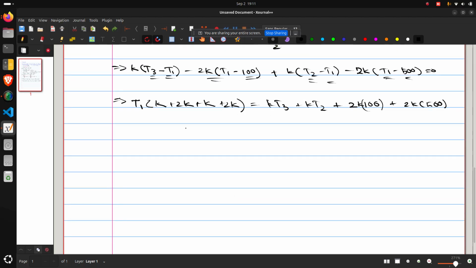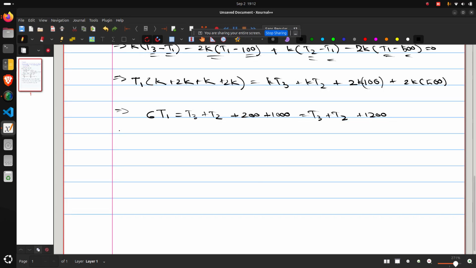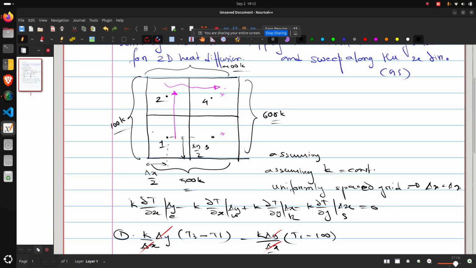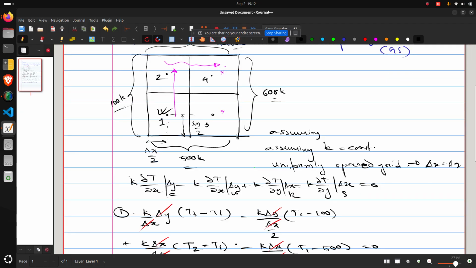Alright, so finally what do we have? We can just take k common and get our final value. 6T1 equal to T3 plus T2 plus 200 plus 1000, equal to T3 plus T2 plus 1200. Okay, now for cell number 1 we have our equation.